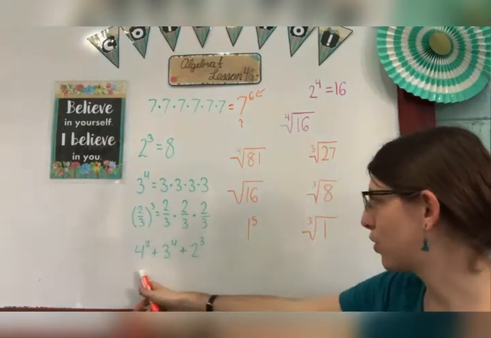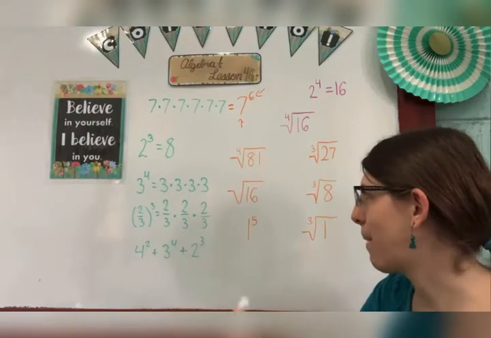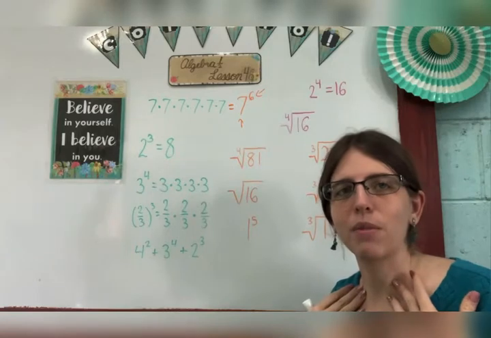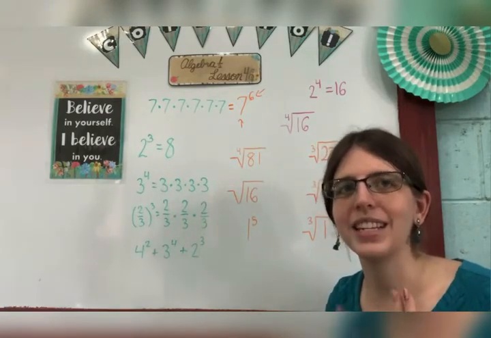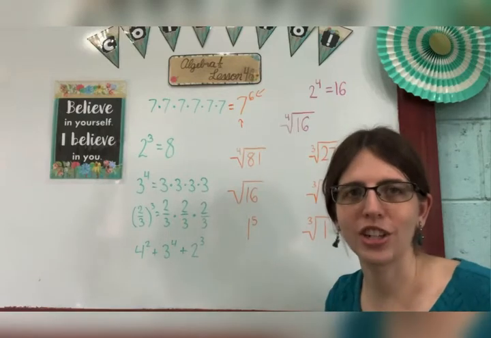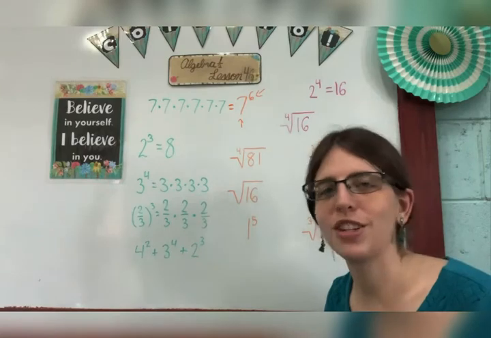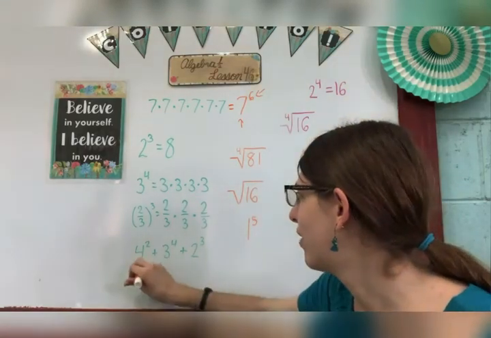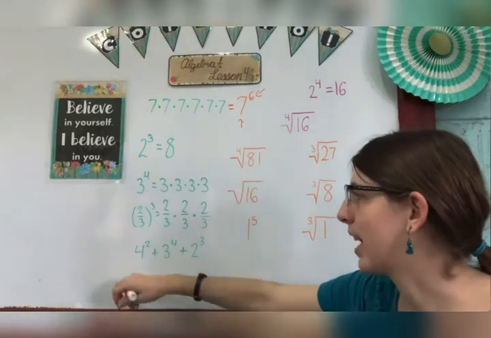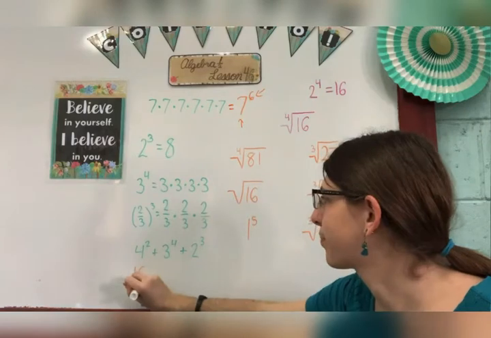So I have 4 squared plus 3 to the 4th power plus 2 to the 3rd power. To simplify this, remember, I have been following PEMDAS: parentheses, exponents, multiplication, division, addition, subtraction. Well, we finally got to the exponents part of PEMDAS. So first I do my exponents. This is not 4 times 2, this is 4 times 4 because I have two 4s. So 4 times 4 is 16.